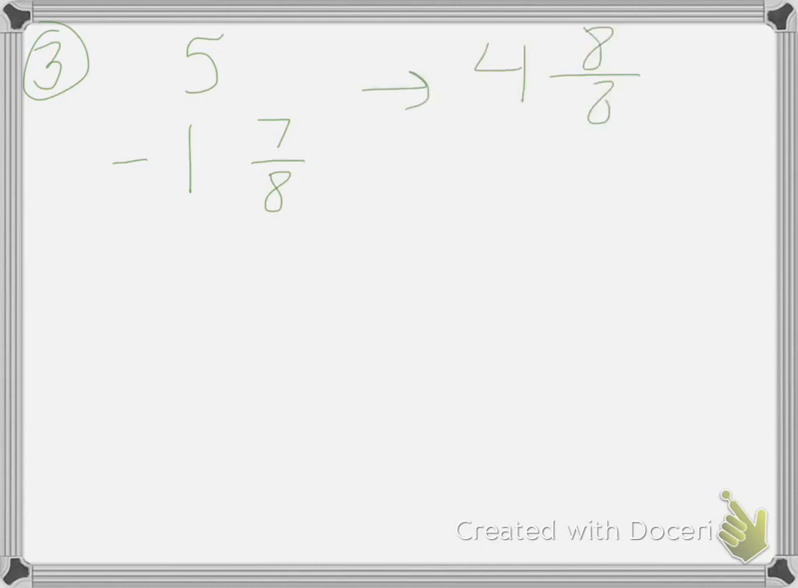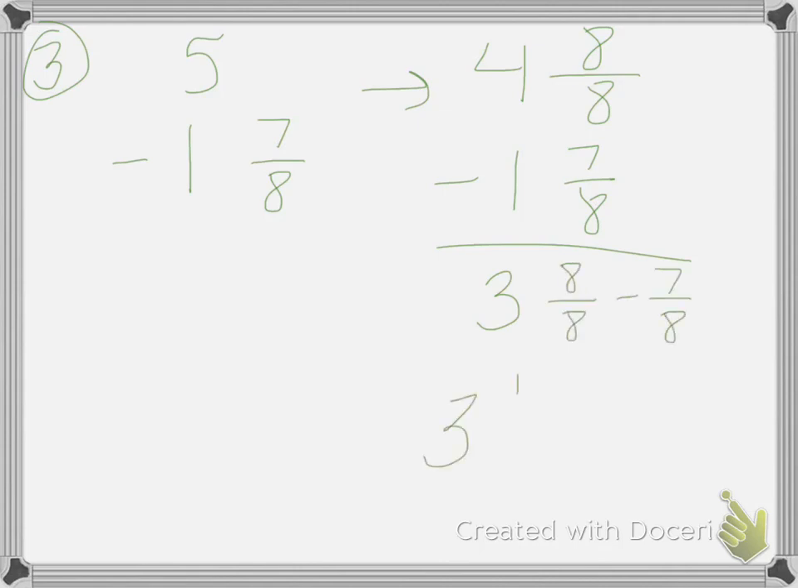Number 3, don't forget you can always pause this if I'm moving too quickly, move at your own pace. I've got 5 minus 1 7/8. So this is going to be another situation where I'm going to have to borrow. So I'm going to change this to be 4 8 over 8 minus 1 7 over 8. Remember, because 8 over 8 is just another form of 1. So 4 minus 1 is going to give me 3. Then I've got 8 over 8 minus 7 over 8, and that would leave me with 3 1/8.